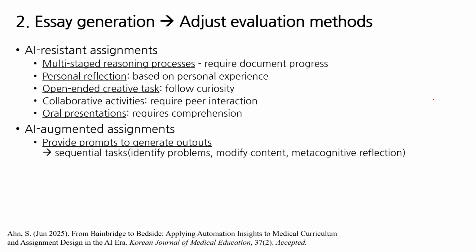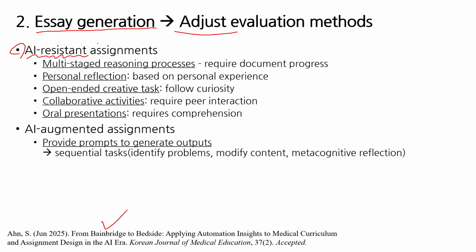Let's move on to the second ability, which is essay generation. These chatbots, they generate perfect, high-quality essays. So our traditional evaluation methods, having students to hand in reports, does not work anymore. We have to adjust our evaluation methods. So in this commentary article, which was accepted just 2 days ago, I propose 2 different categories of new type of assignments. The first category is AI resistant category.